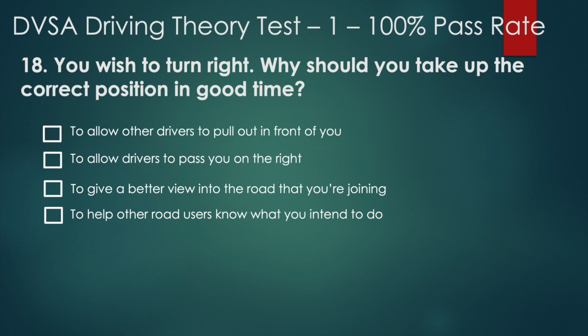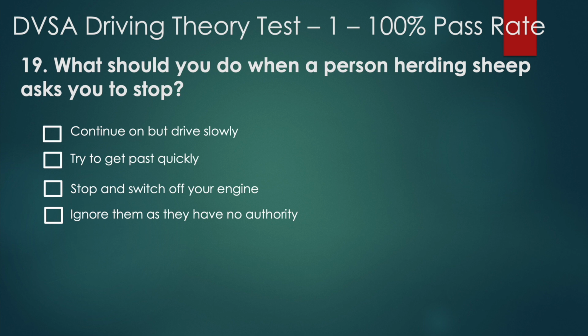18. You wish to turn right. Why should you take up the correct position in good time? A. To allow other drivers to pull out in front of you. B. To allow drivers to pass you on the right. C. To give a better view into the road that you are joining. D. To help other road users know what you intend to do. And the answer is D. To help other road users know what you intend to do.